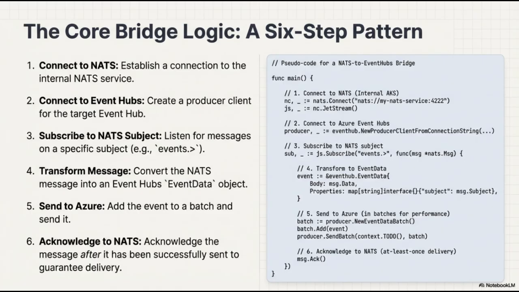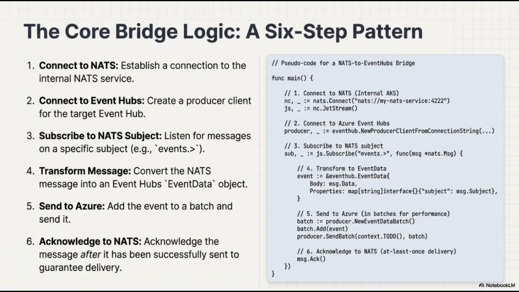Once a message is received, step 4 is transformation. We convert the NATS message into an Event Hubs event data object. This includes mapping the message body and adding relevant metadata, like the original NATS subject, into the event properties for downstream use. In the fifth step, we send the data to Azure. To maximize performance and efficiency, events are typically added to a batch and sent collectively using the producer client.